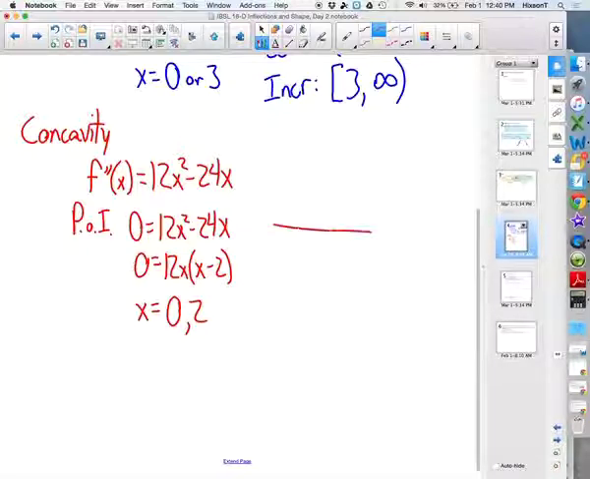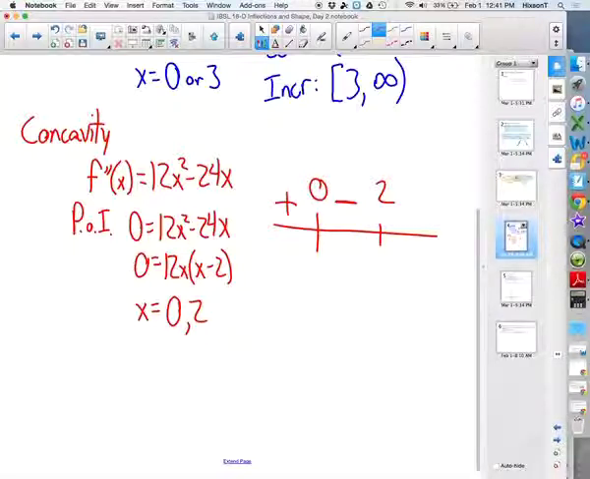we do a sign diagram, and we have 0, and we have 2, and now we need to plug these in to our second derivative. Okay? So if I plug in a -1, that's going to be positive 12 minus a -24, so plus 24, so that's going to be positive. We're going to be concave up to the left of 0. Between 0 and 2, if I plug in a 1, 12 minus 24 is negative. So good, we do know that 0 is a point of inflection, because we have a change of sign.